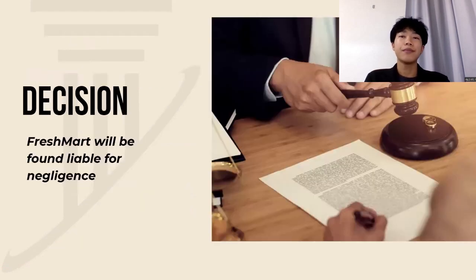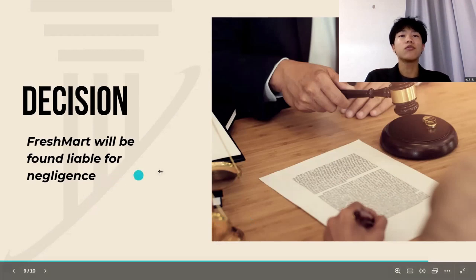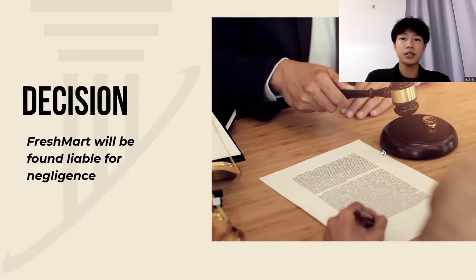So, in conclusion, based on Malaysian law and the law of England, it seems likely that Freshmart will be found liable for negligence. Freshmart owed Sarah a duty of care as a customer, and the failure to act on the spill was a clear breach of that duty. The breach directly caused Sarah's injury, and the defenses of contributory negligence and assumption of risk are unlikely to succeed. This case underscores the importance of businesses taking reasonable precautions to ensure the safety of their customers and the potential legal consequences where they fail to do so.